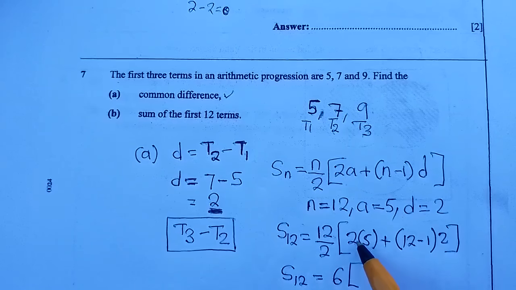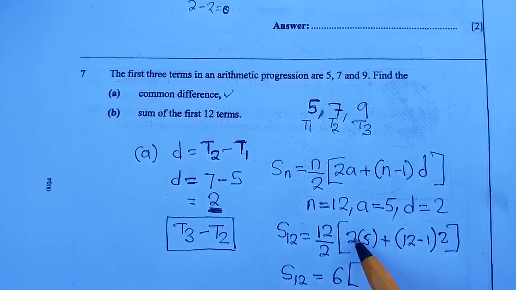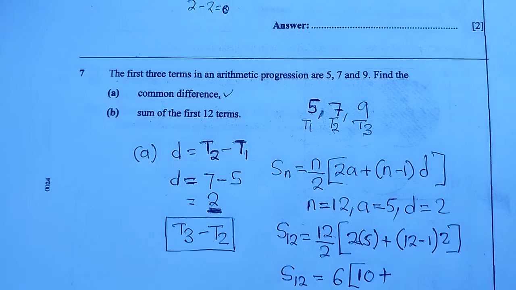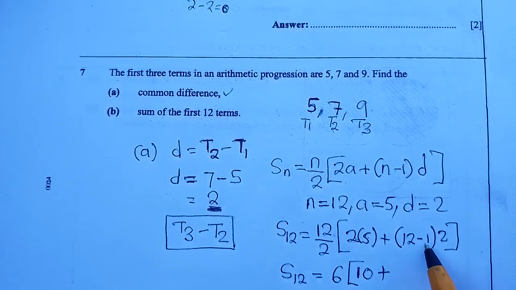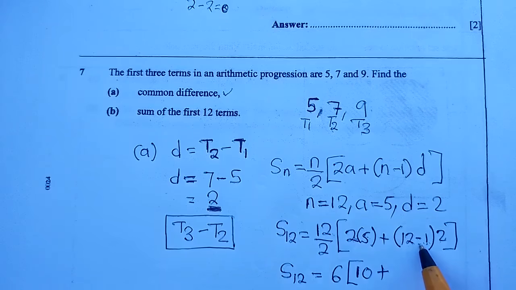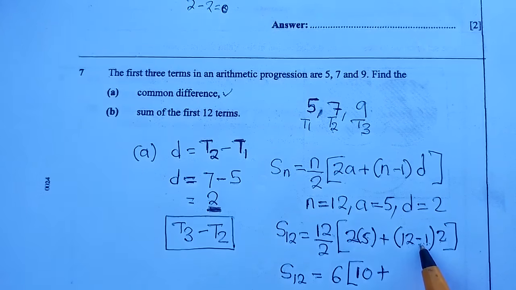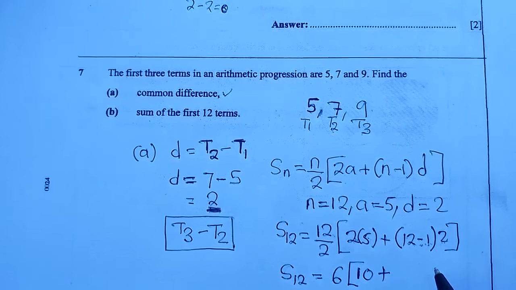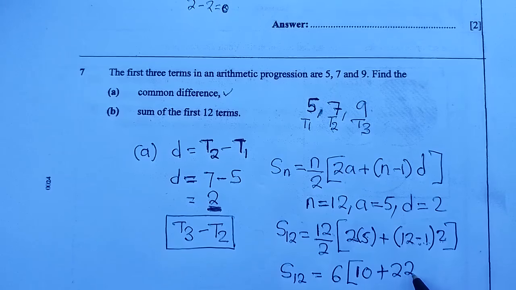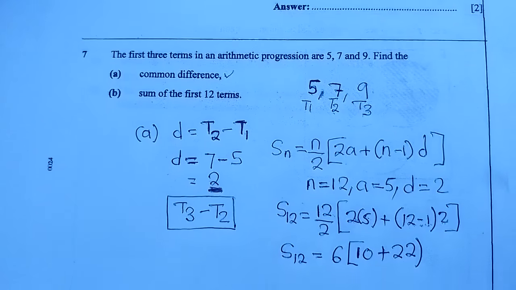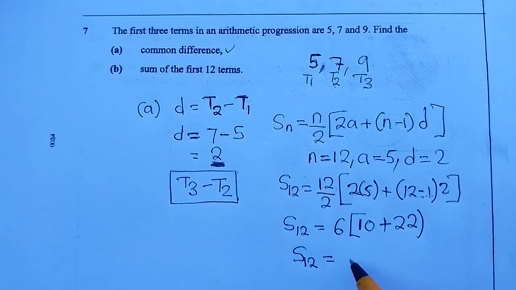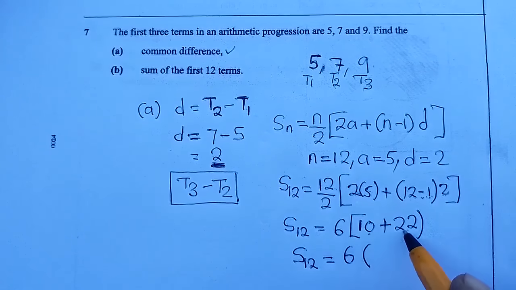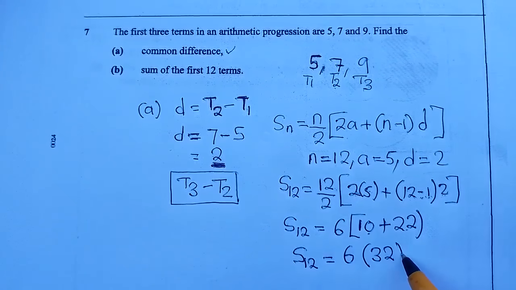So what is the answer there? If I multiply, what answer am I going to get here? I'm going to get a 10. So I say plus. What answer are we getting there? It is 11. So 11 times the 2 that is outside, you get 22. Then you just proceed now. You say the sum of the first 12 terms is equal to 6, then when you add, you get 32.